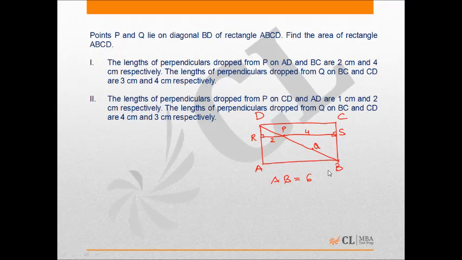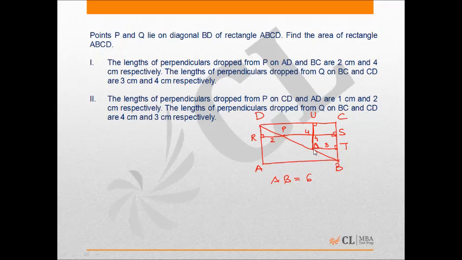To figure out the area, I now require the length of BC, which could be figured out by the data in statement 1. Now what is given from point Q? If you drop a perpendicular on BC, let's say it meets at point T, the length given is 3 units. And if you drop the perpendicular from Q on DC, the length given is 4 units, and let's say it meets at point U.